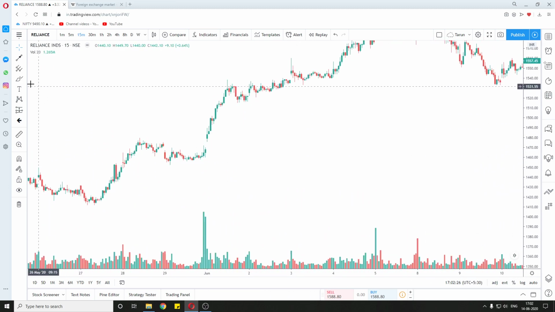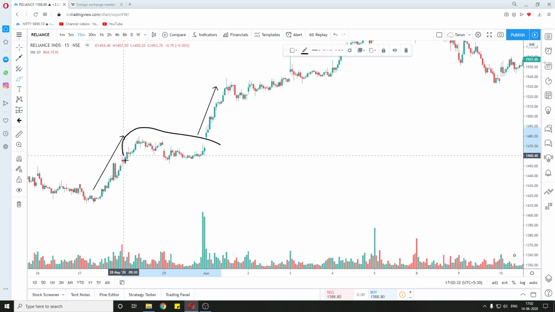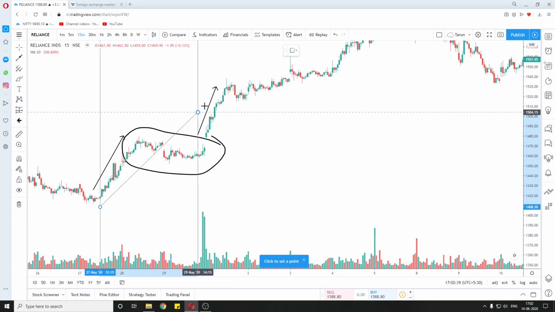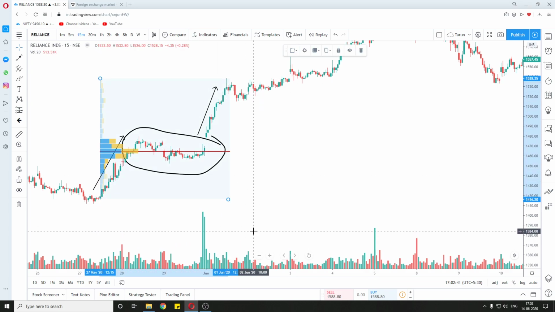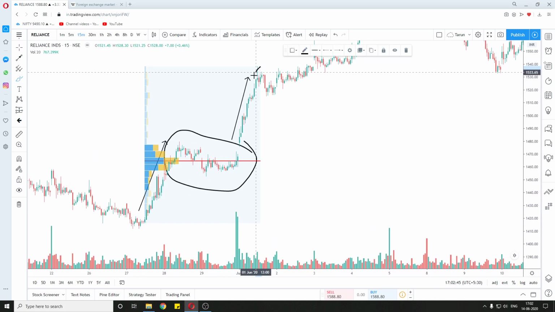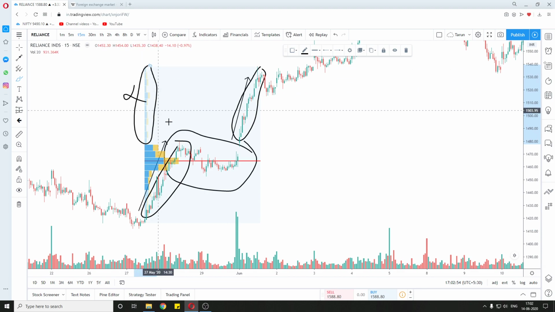If we take this trend, we had an uptrend and an accumulation period in this area. If we take the volume profile here, select the fixed range, the starting point and the end point, then in this particular range we can clearly see that the uptrend and the previous uptrend have almost no volume.